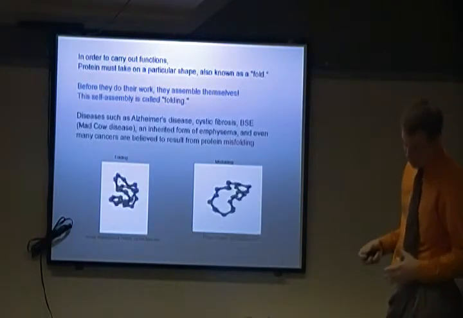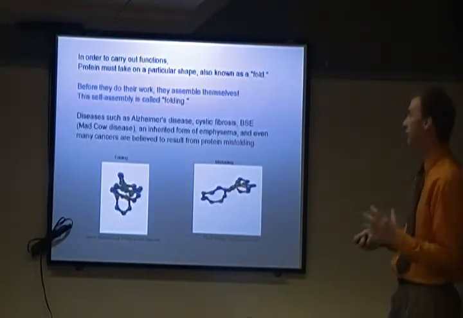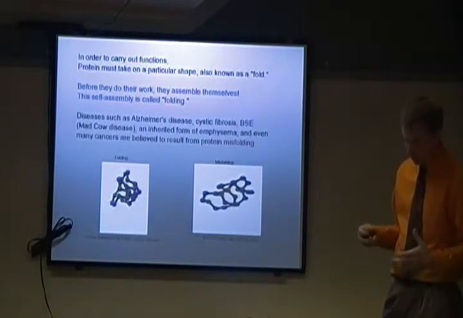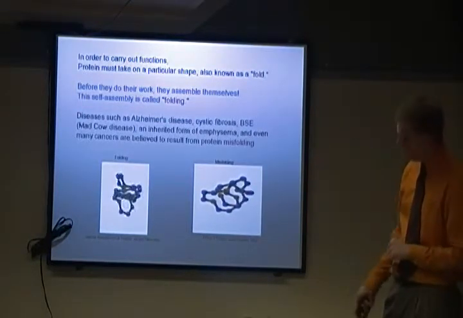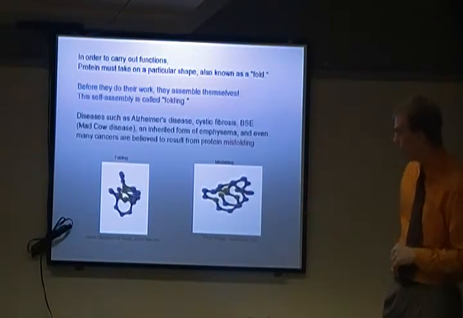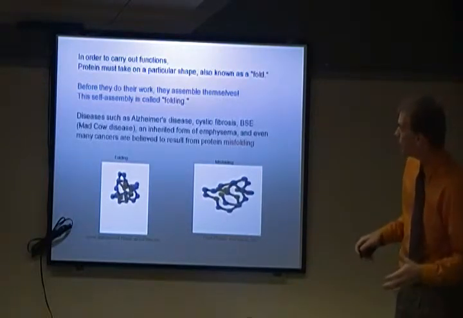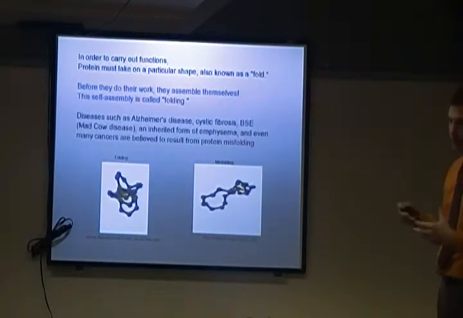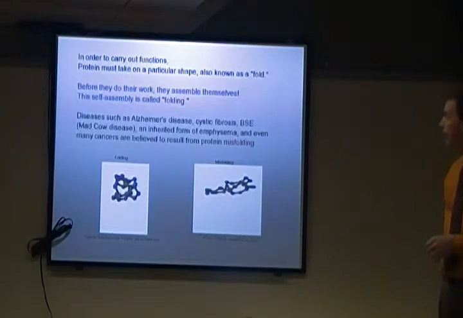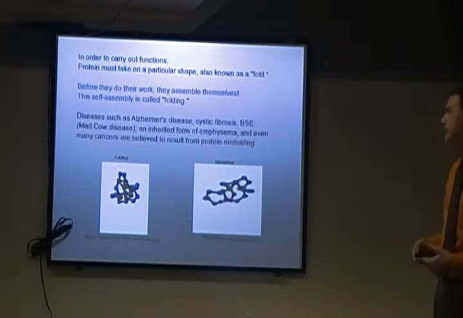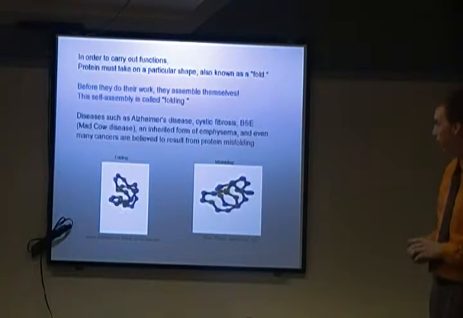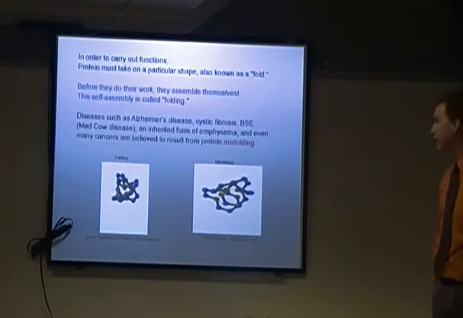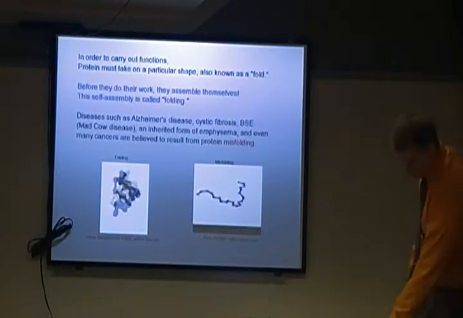In order to accomplish its purpose, first a protein has to take on a particular shape, which is called a fold. Now, they put themselves together, they self-assemble into this folding process, and you can see an example of that here on the bottom left-hand side. Sometimes, when they're folding themselves, they misfold and create a different shape than what they're supposed to create. Example here on the right. And that can cause many problems. Diseases such as Alzheimer's, cystic fibrosis, BSE, or mad cow disease, an inherited form of emphysema, and even many cancers are believed to be a result of this misfolding.